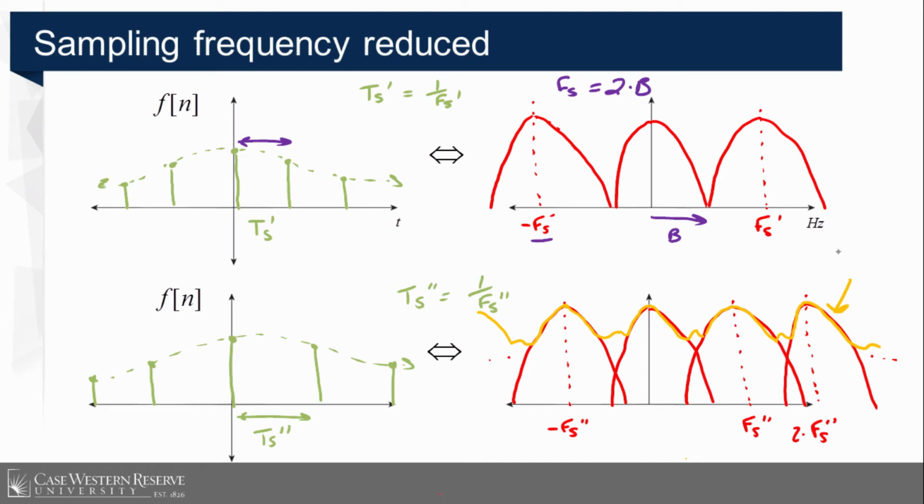This is what my spectrum looks like for f of n with Ts double prime as my sampling interval. Excuse me. So this is what the spectrum looks like for f of n with the sampling interval of Ts double prime. All right, and again, we see that the trouble here is that Fs is less than 2b. So my replicas again are starting to overlap, and I can't see the differences in these signals.